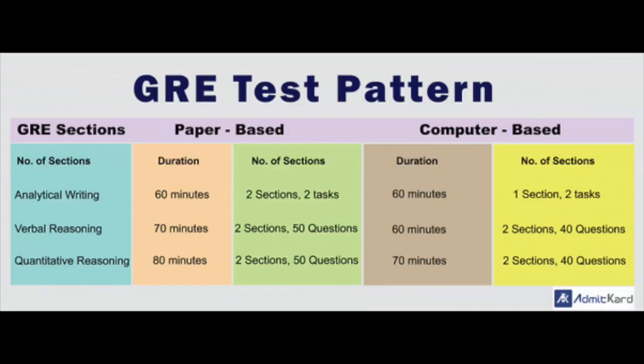Okay, so when you're appearing for the exam, you will get 5 sections. 1 will be on analytical writing, 2 will be on quantitative reasoning, that's for maths, and 2 sections will be from verbal reasoning. And 1 section will come at the end, which is the unscored section, for which you are not going to be scored, but yes, you have to appear for that. Without that, your GRE is not over.